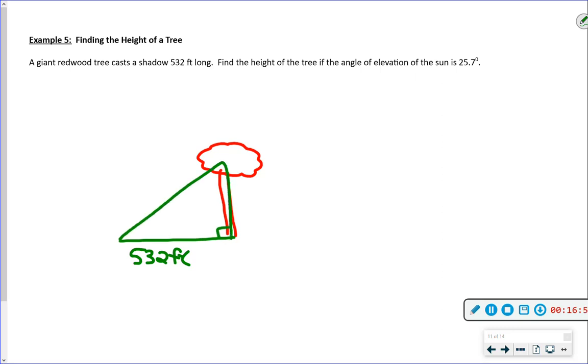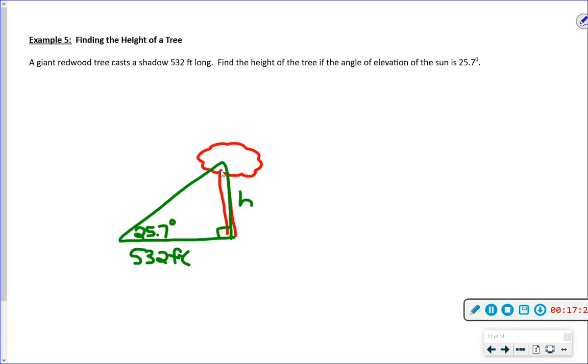All right, find the height of the tree. So I want to know how tall the tree is. If the angle of elevation of the sun, so looking up, angle of elevation is the bottom looking up, is 25.7 degrees. Okay. Now, no special angle there. I can't use my 30, 60, 90 stuff. I'm going to have to go old school and use my SOHCAHTOA. So I'm looking at my sides. From the 25.7, I've got opposite and I know adjacent. So I'm going to use tan.